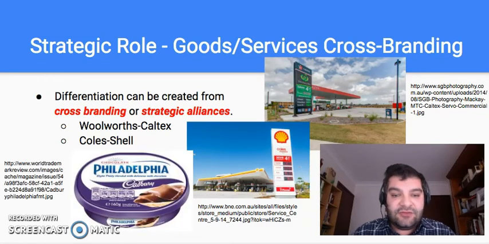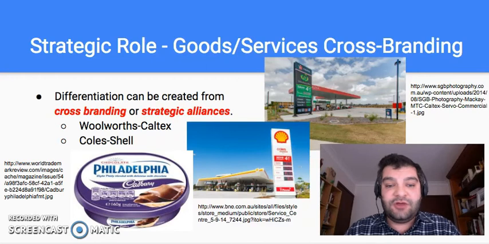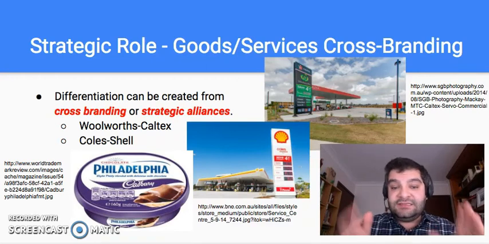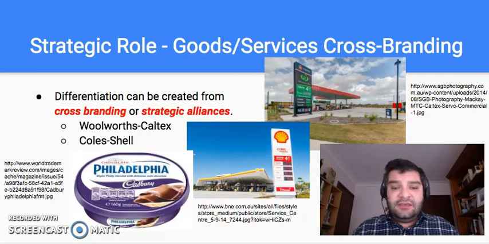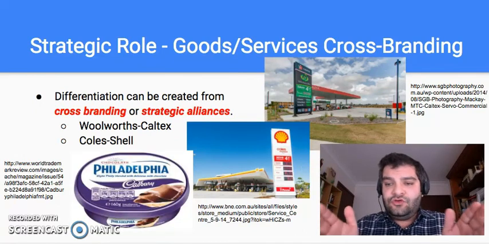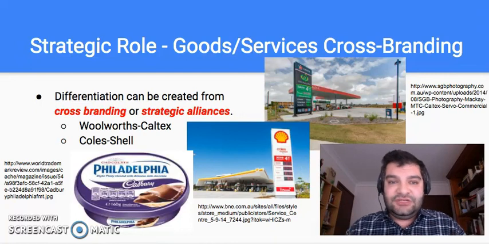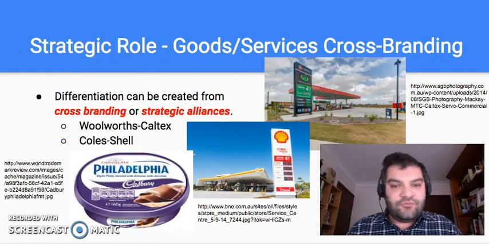Another example here is this Philadelphia cheese spread that is a Cadbury chocolate spread. Again, it's just making it easier, or getting another way for a customer to access or interact with that product through that cross-brand.